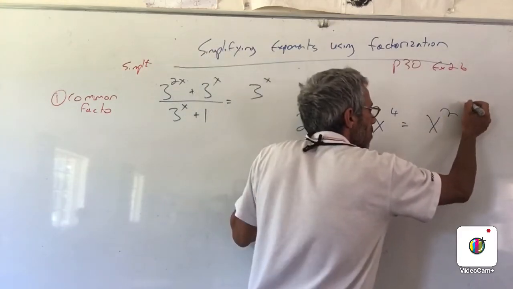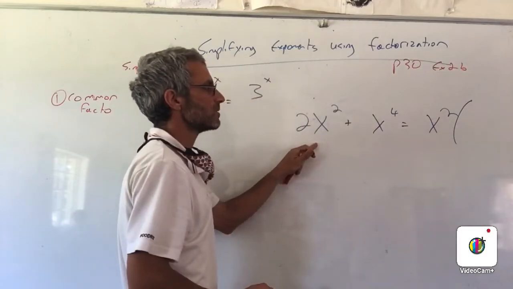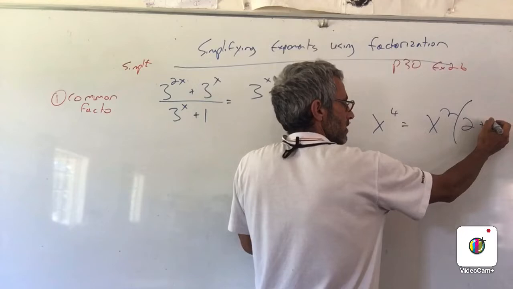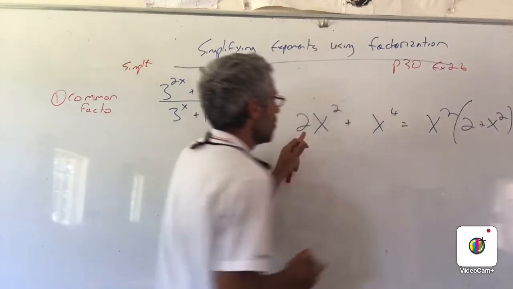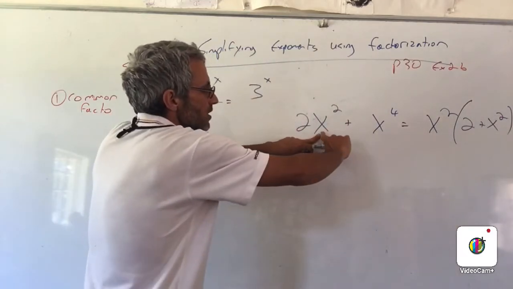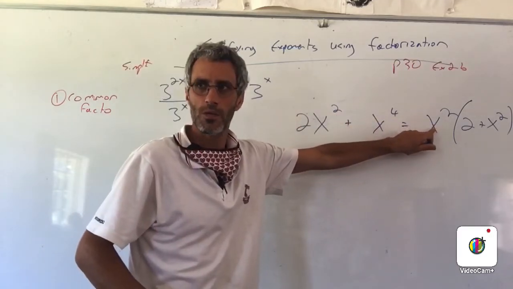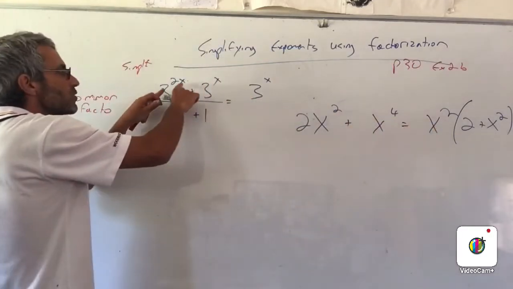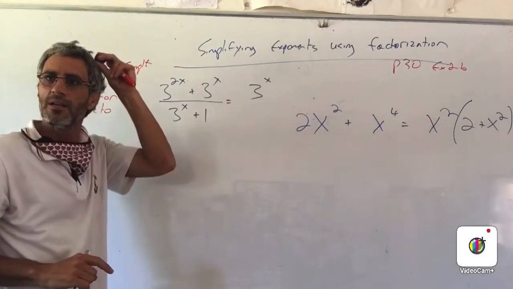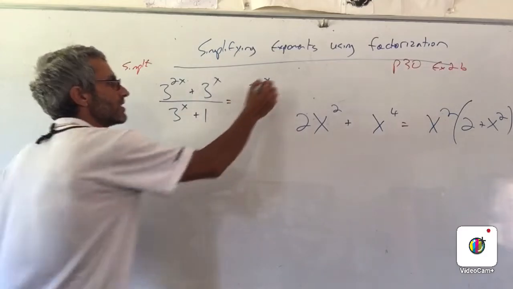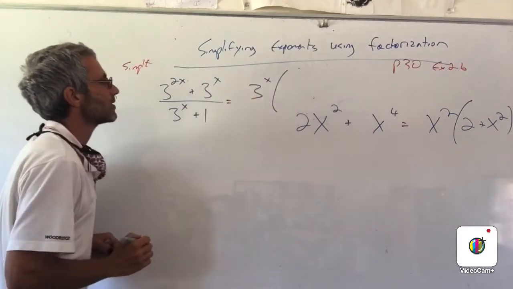Now, what will I put in the brackets? x squared times 2 plus x squared. So what did I do? I chose the smallest exponent, x squared, not x power 4. The same thing here. Which one is smaller, 2x or x? x is smaller. So I'm going to take the 3 power x outside.